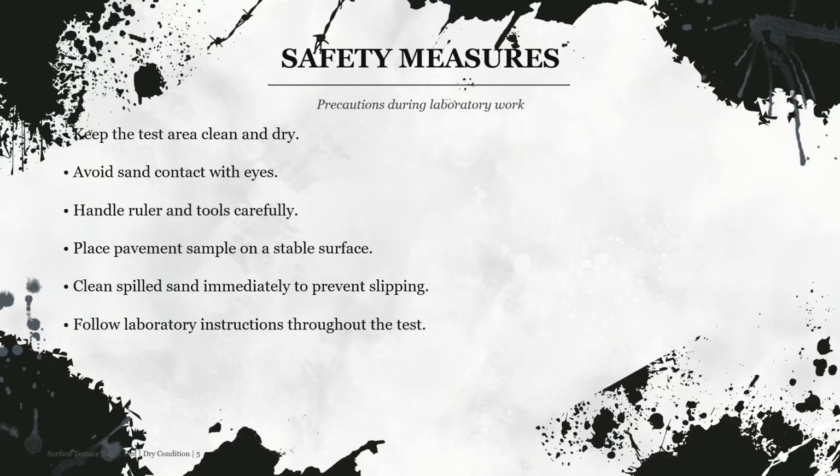For safety, during the experiment, several safety measures were followed. The test area was kept clean and dry. Care was taken to avoid sand contact with the eyes. The rulers and spreading tools were handled carefully. The pavement sample was also placed on a stable surface. Any spill was cleaned immediately to prevent slipping. All students followed the laboratory instructions throughout the experiment.